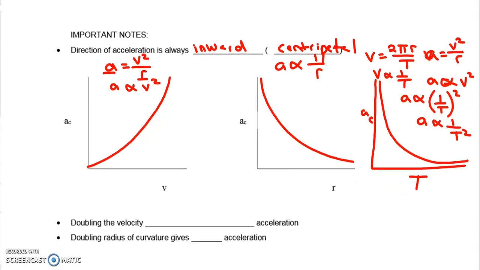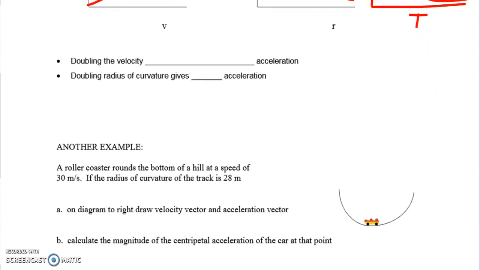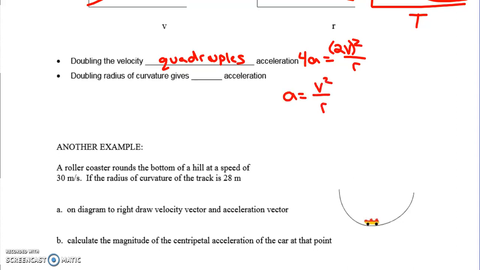So what are some other things that we could take away from this? Doubling the velocity quadruples the acceleration. And doubling the radius, so that looks like A is equal to V squared over R. If I put a 2 in front of V, and V is squared, my acceleration goes up by a factor of 4. And then likewise, A is equal to V squared over R. If I double the radius, I'm introducing a factor of 2 in the denominator, so I must do the same thing on the left-hand side of the equation, so it halves the acceleration.